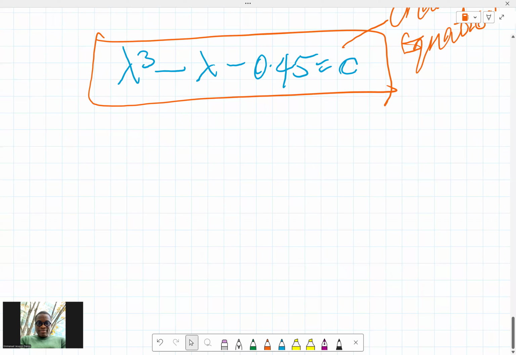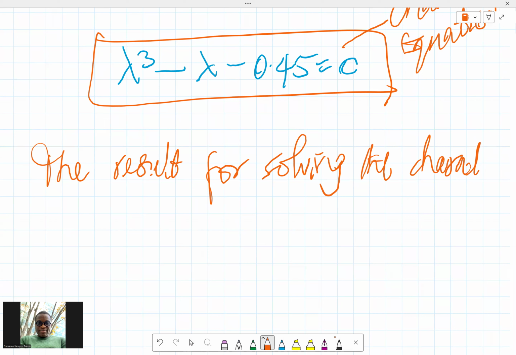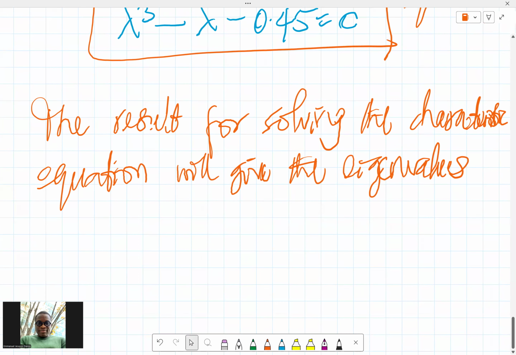So I don't want to go through any stress solving that, so I'll just jump straight to the answer. So the results for solving the characteristic equation will give the eigenvalues as follows.